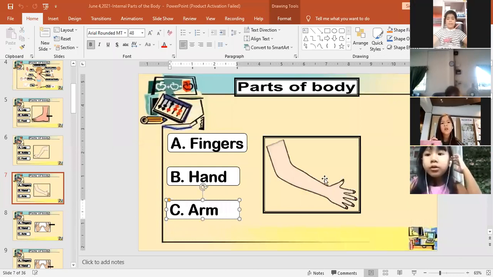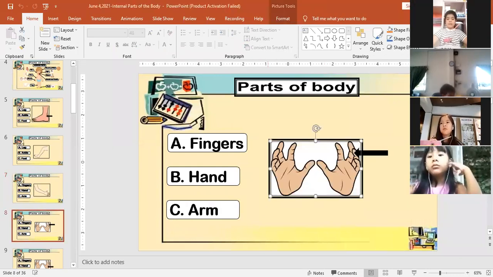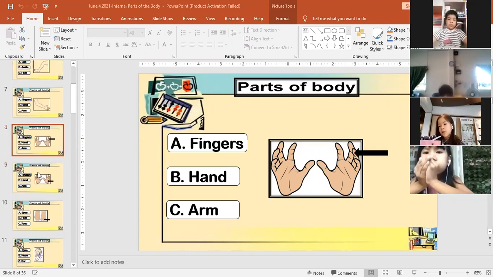And the next one, you can find it in your hands. Letter A, fingers. Letter B, hand. Or letter C, arm. B. Okay, very good. Letter A. What is letter A again? Letter A is fingers. Okay, fingers.